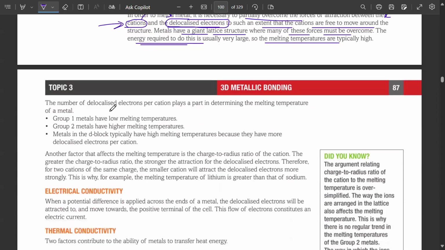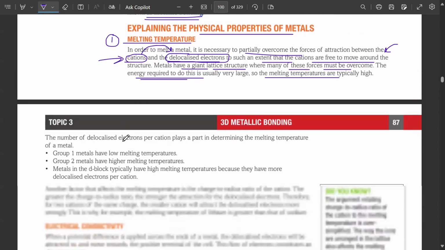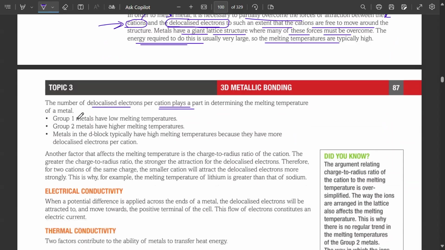Cations are positive, right? Yes, obviously. The number of delocalized electrons per cation plays a part in determining the melting temperature of a metal. Group 1 metals have low melting temperatures, group 2 metals have high melting temperatures. Metals in the d block typically have a high melting temperature because they have more delocalized electrons per cation.